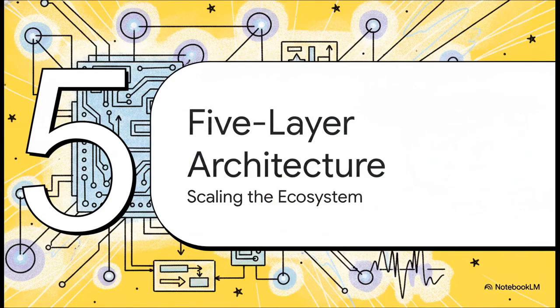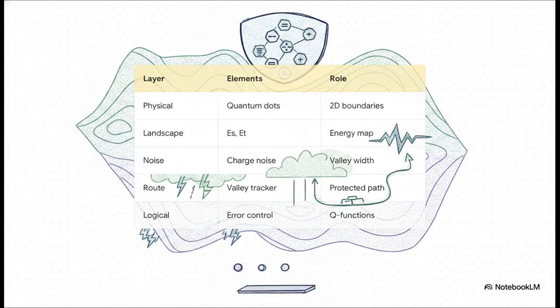Section 5, 5-layer quantum architecture. Let's zoom out and see how this whole ecosystem scales up. Let's take a look at this architecture and see how it builds from the ground up. Down at the base, we have the physical layer. These are the actual quantum dots sitting on our 2D chip. Right above that is the landscape layer, which is that hidden 3D energy height map we've been talking about.